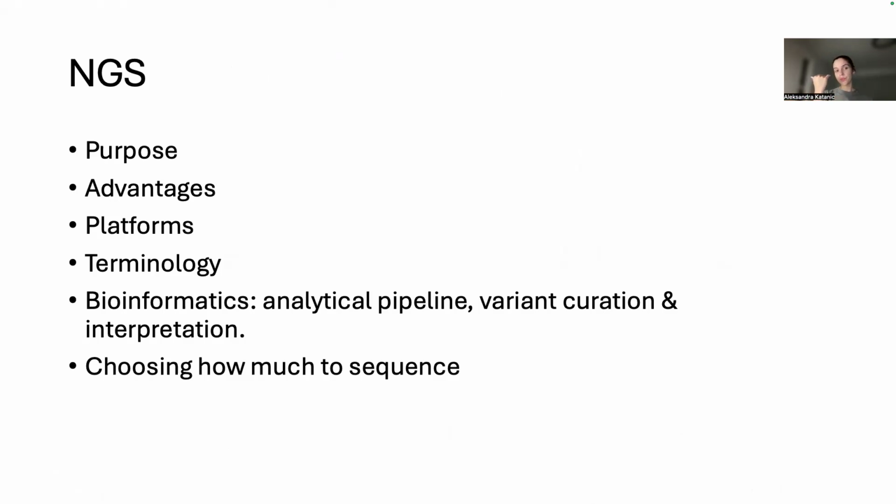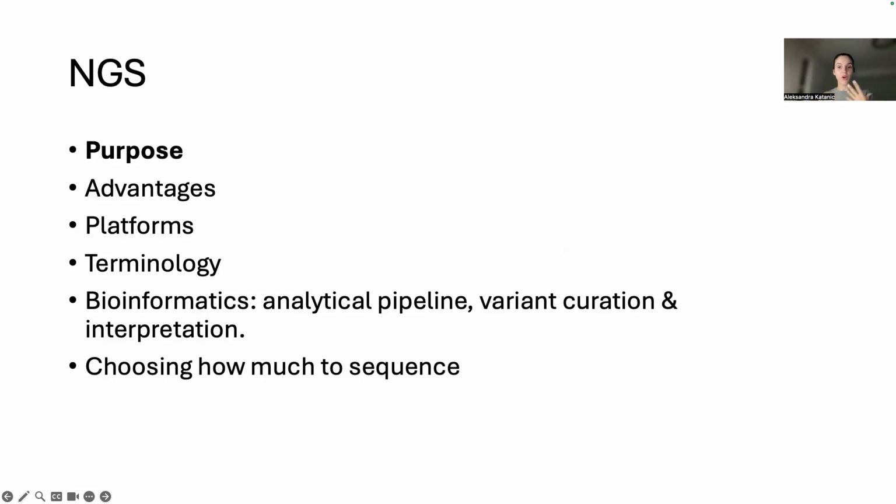We'll go through the purpose, advantages, platforms, terminology, and bioinformatics, which is a critical component of NGS. We'll also go through choosing how much to sequence, because the data that you can produce is never ending and it's not convenient to sequence everybody's entire genome. There'll be a large amount of data for sometimes only wanting to find out whether or not they're positive for something like a BRCA gene for cancer. But we'll get to all of that in the end. Let's start off with the purpose.